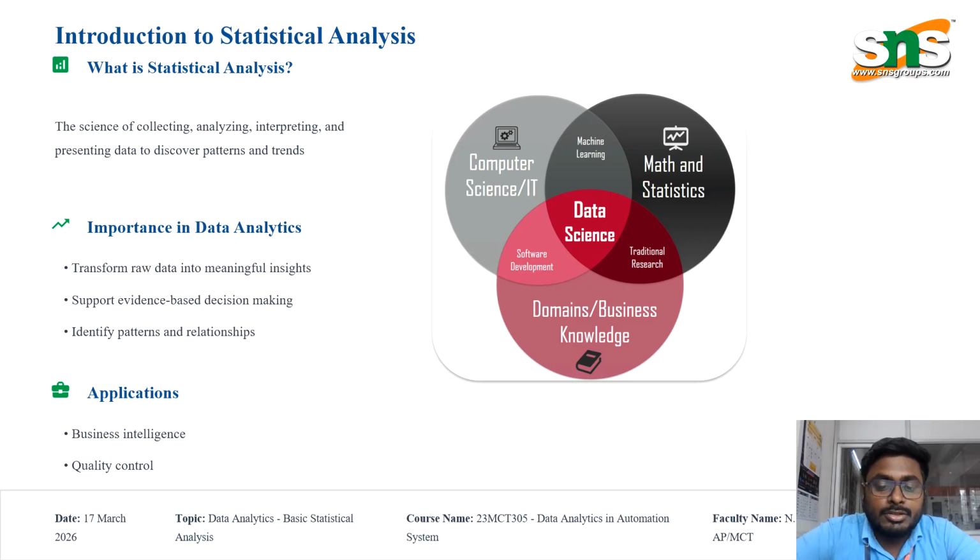This splits again into discrete, that is countable integers, like number of rejects per batch, or number of cycles completed. The next one is continuous, which can take any value within a range: temperature, pressure, vibration amplitude, and current in milliamps. Understanding this difference is very important because it decides which statistical tools we can use for a particular application.